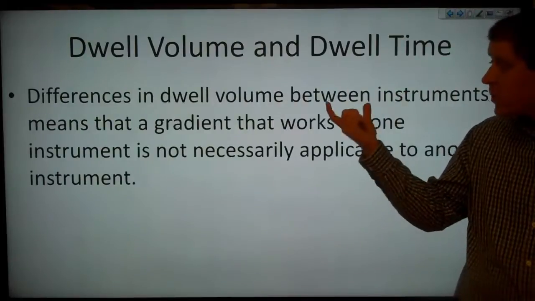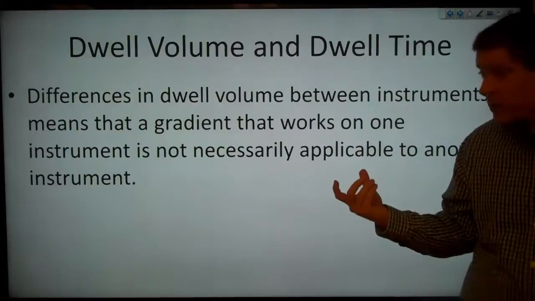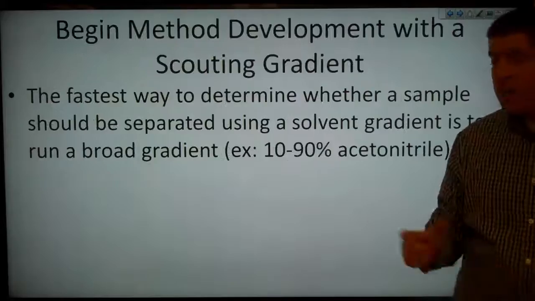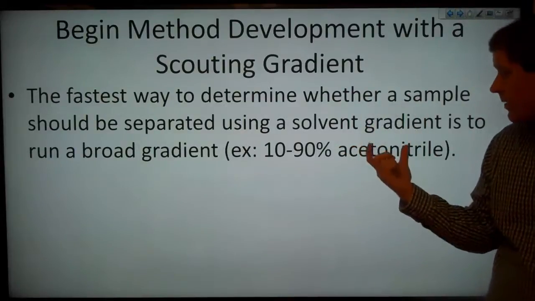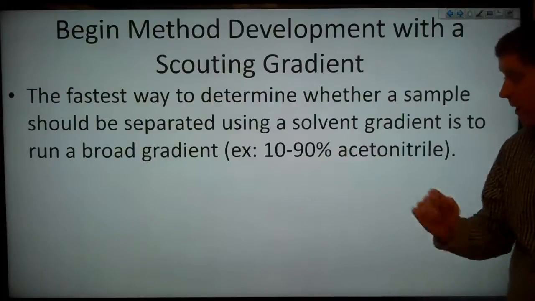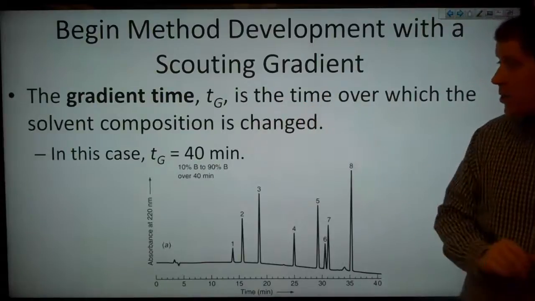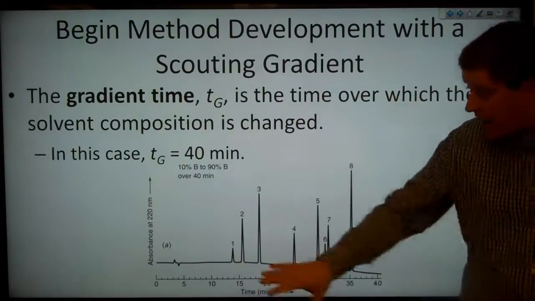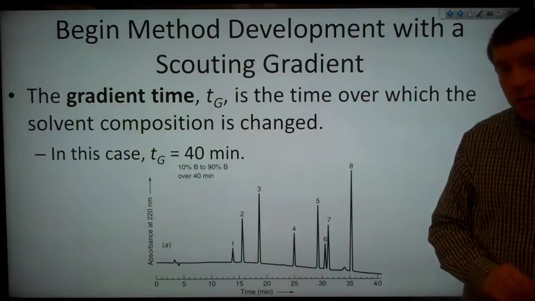Now, differences in the dwell volume between instruments mean that a gradient that works on one instrument is not necessarily applicable to another instrument. The fastest way to determine whether a sample should be separated using a solvent gradient is to run a broad gradient, for example from 10 to 90% acetonitrile. The gradient time, TG, is the time over which the solvent composition is changed. Here we have one example. In this case, TG is 40 minutes.